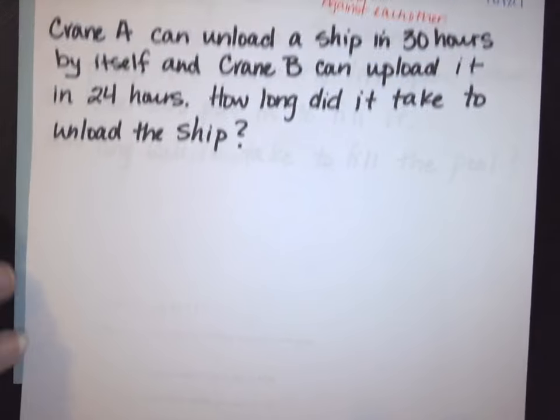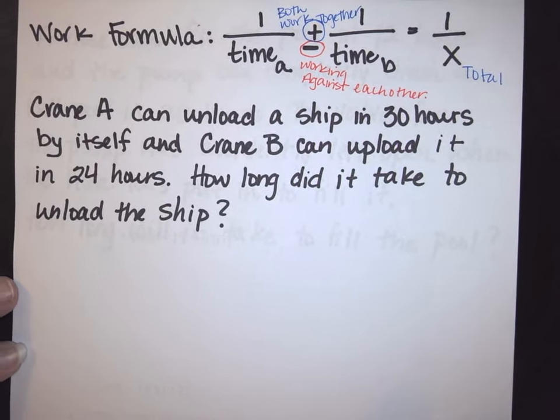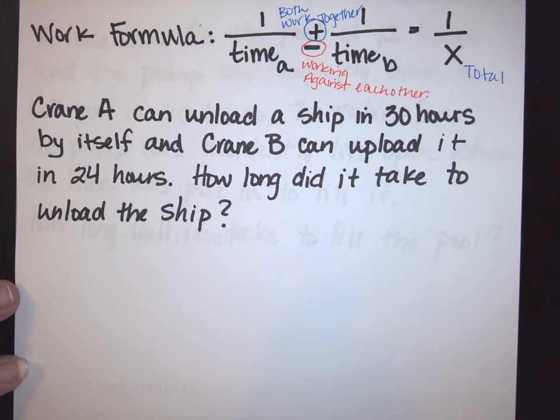Okay. So I have a couple examples here, and let's just read them and see what happens. The first one says that crane A can unload a ship in 30 hours by itself, and crane B can unload it in 24 hours. How long did it take to unload the ship? So what we're talking about here is them working together.